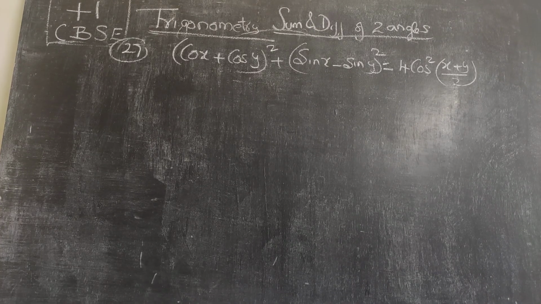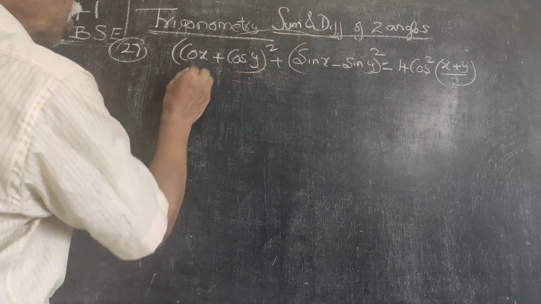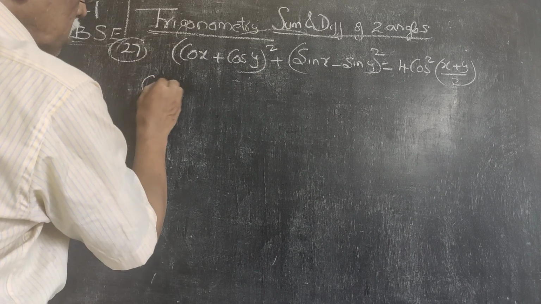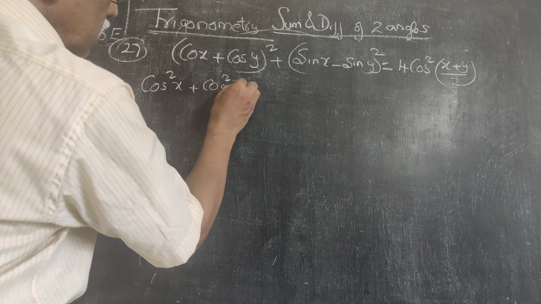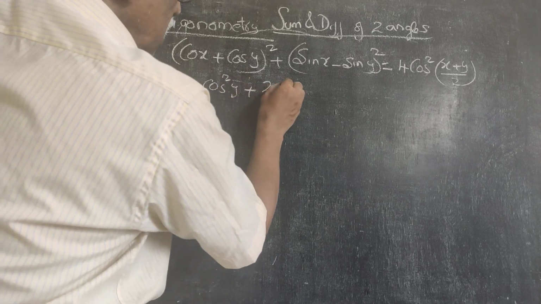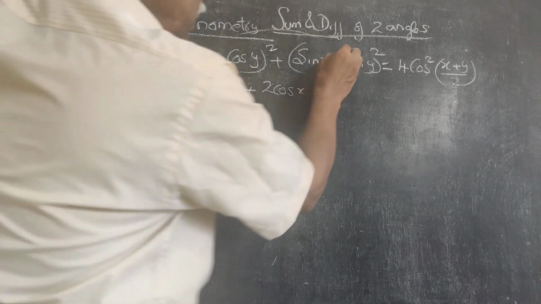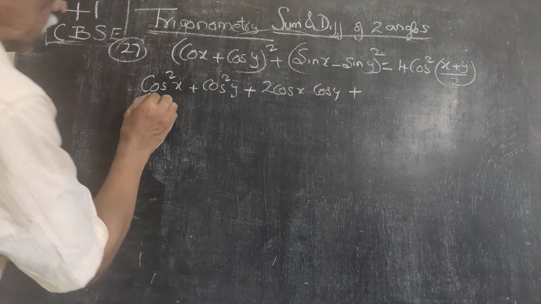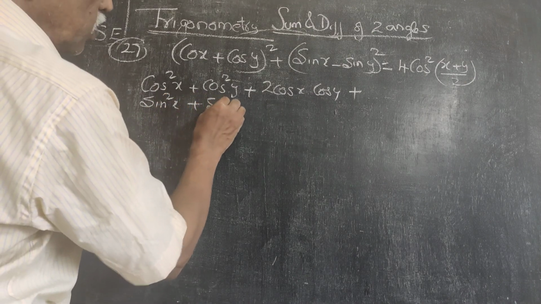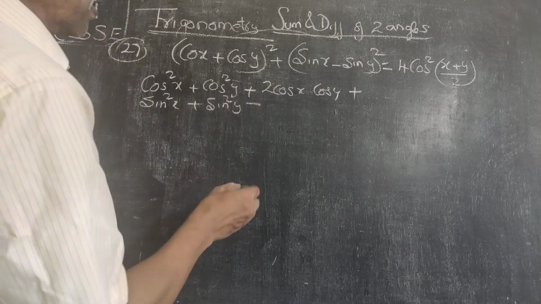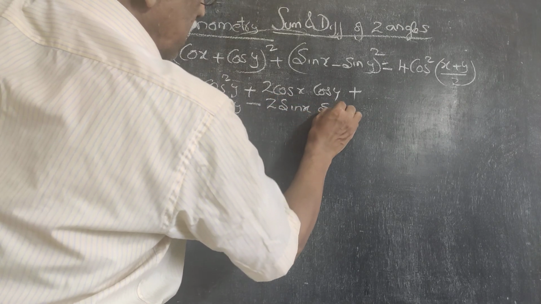Question number 27: (cos x + cos y) whole square plus (sin x minus sin y) whole square equals this. You apply the (a plus b) whole square form. So this is cos square x plus cos square y plus 2 times cos x cos y, and expanding this part, plus sin square x plus sin square y, and this is minus 2 times sin x sin y.